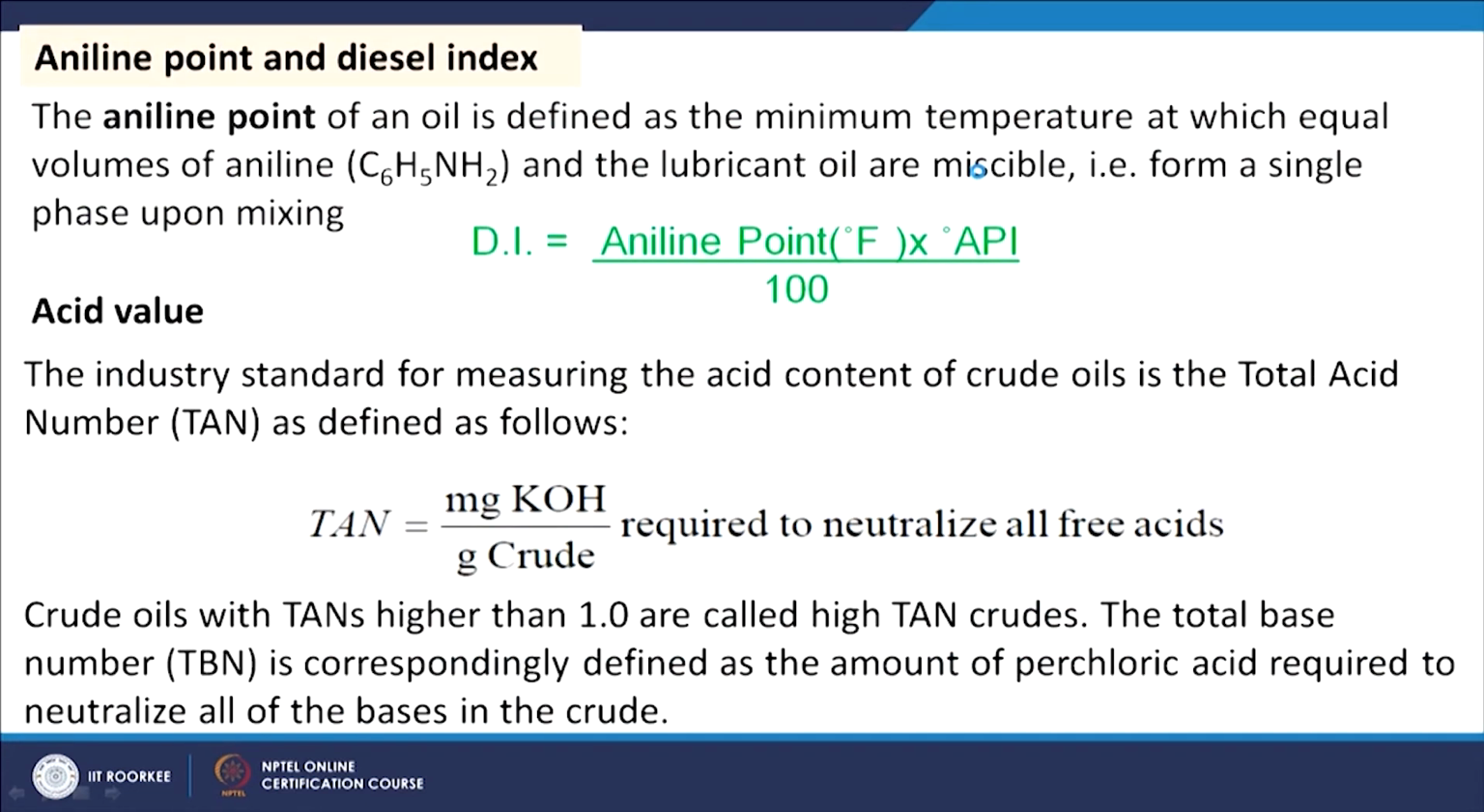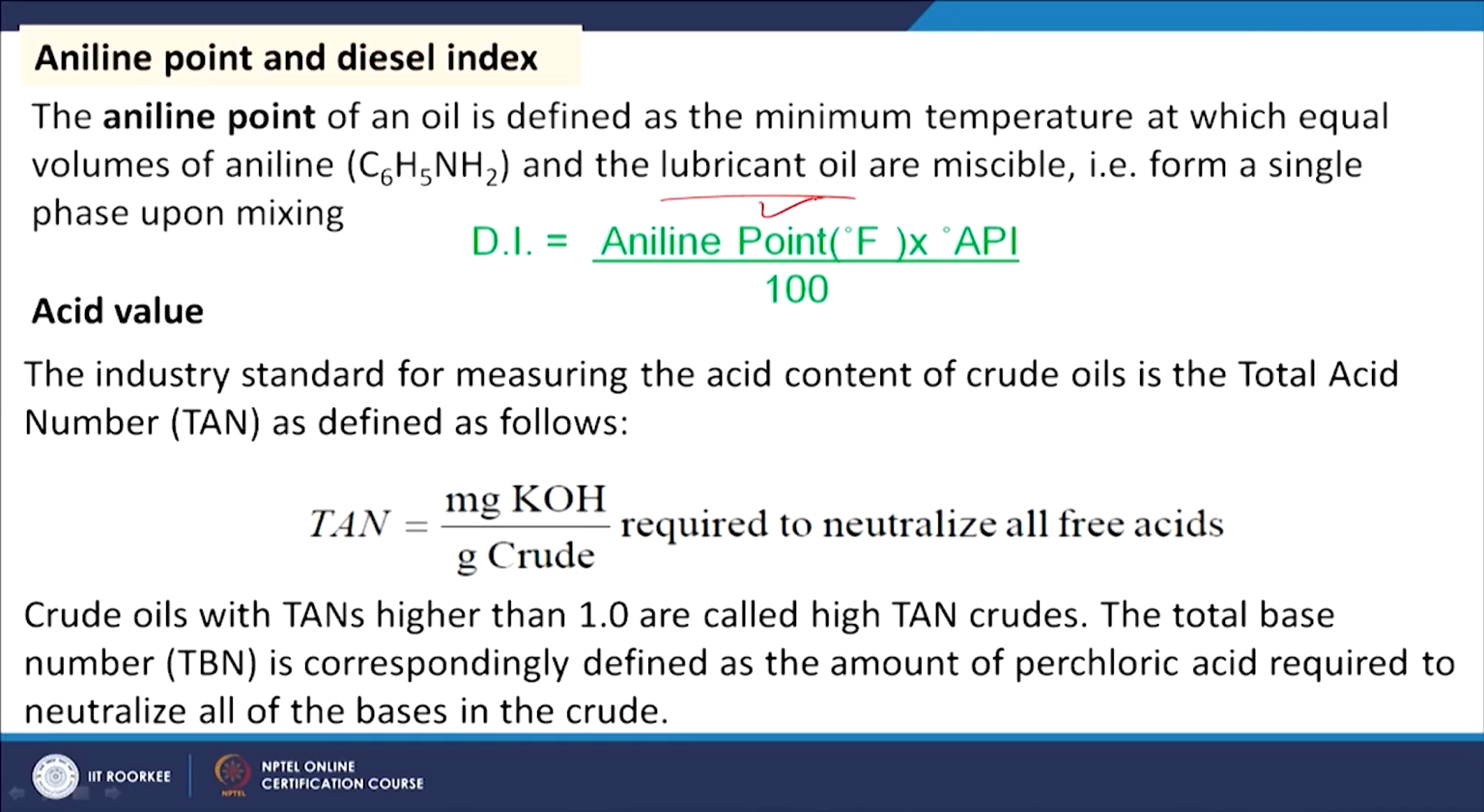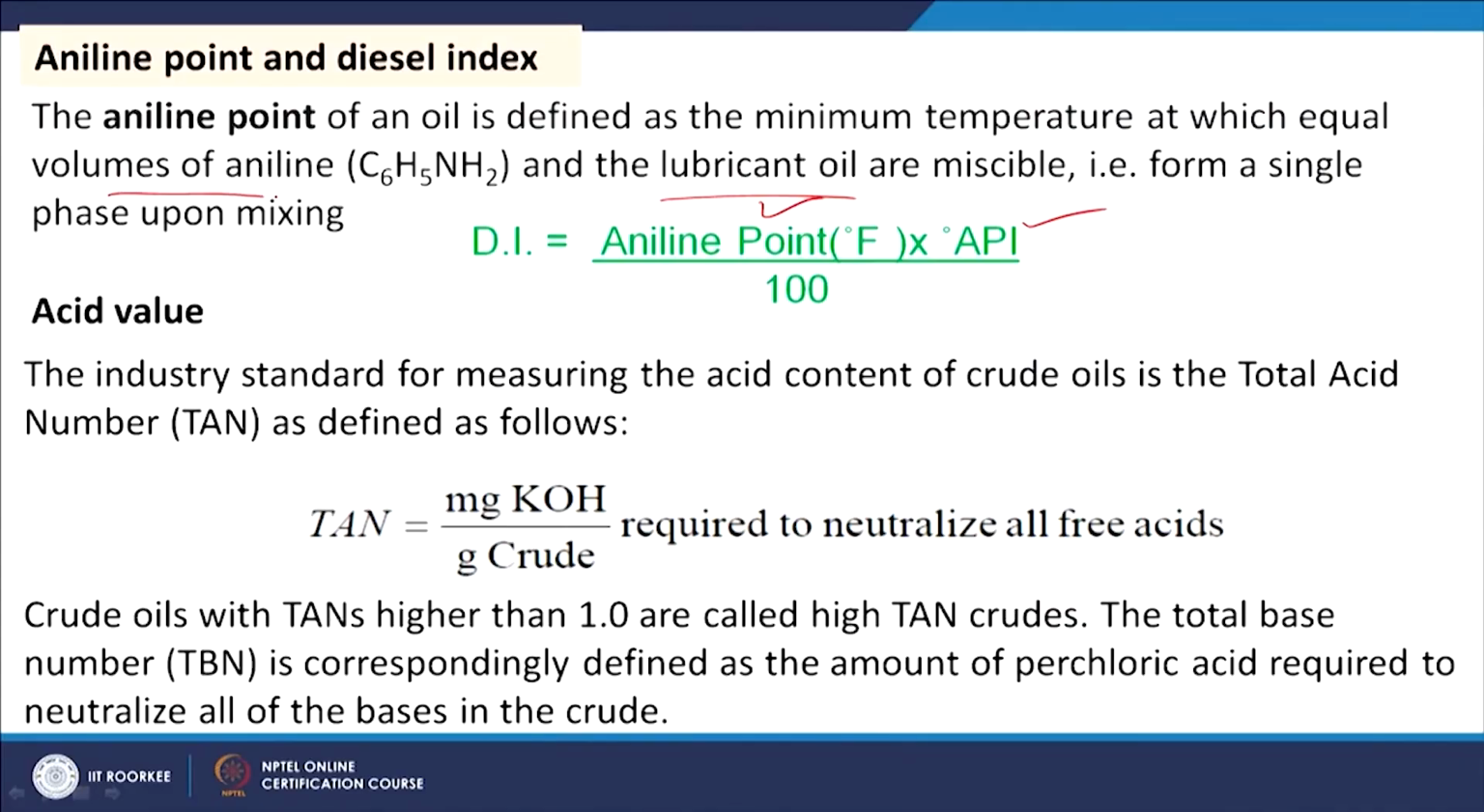Another is the aniline point and diesel index. For diesel, cetane number is measured; for other fuels like lubricating oil, diesel index is measured, and diesel index is defined as aniline point in degrees Fahrenheit times API gravity divided by 100. So, aniline point is measured first, then diesel index is calculated. So, what is aniline point? It is the temperature at which equal volumes of aniline and the lubricating oil will be mixed.